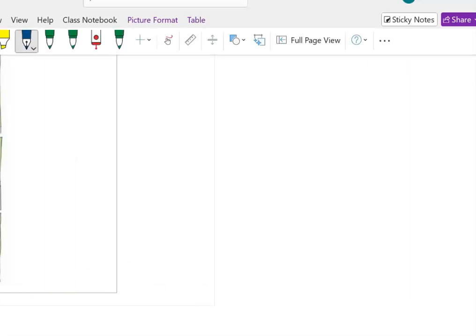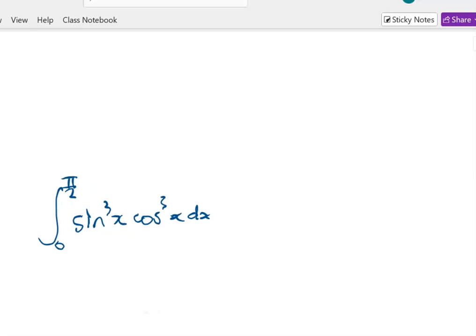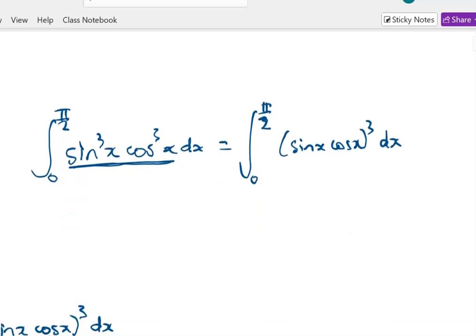So let's just start out by having a look at what we've got. Well, we've got the integral between pi on 2 and 0 of sine cubed x times cos cubed of x dx. Now we really don't like working with a product, but hopefully most of you spotted pretty easily that we have something going on in here with a sine of 2x in here. So we can rewrite this, going quite slowly, as (sine of x cos of x) cubed dx.